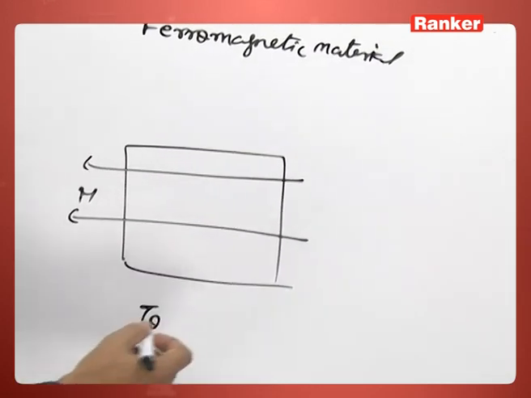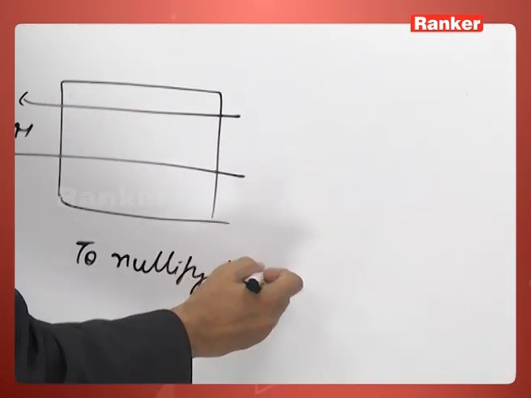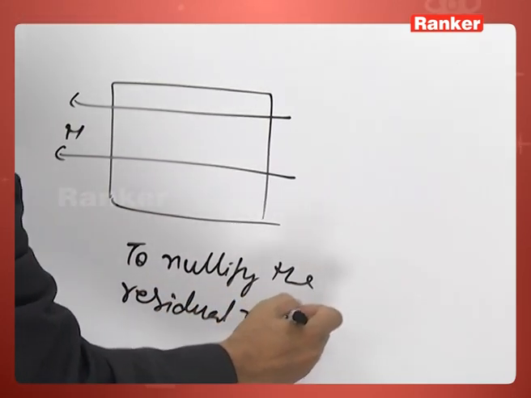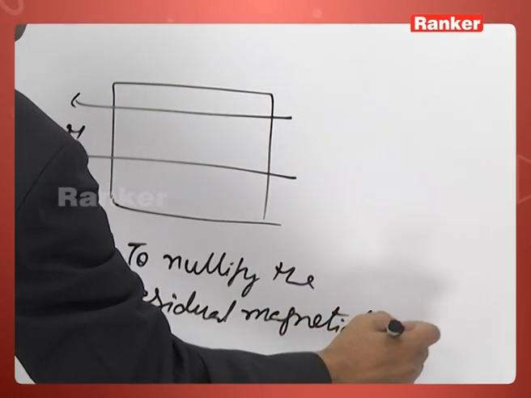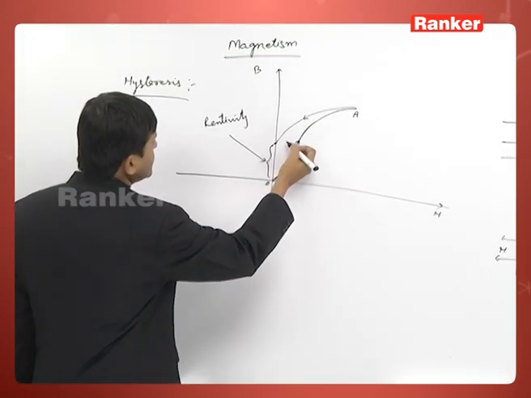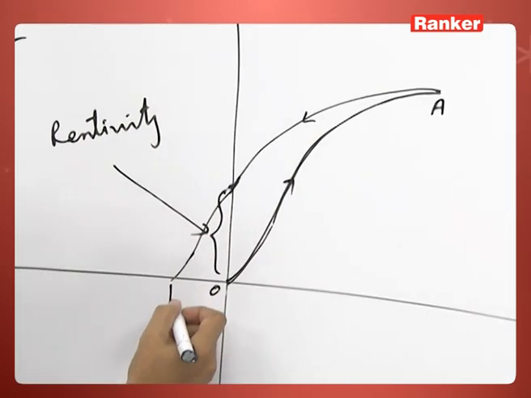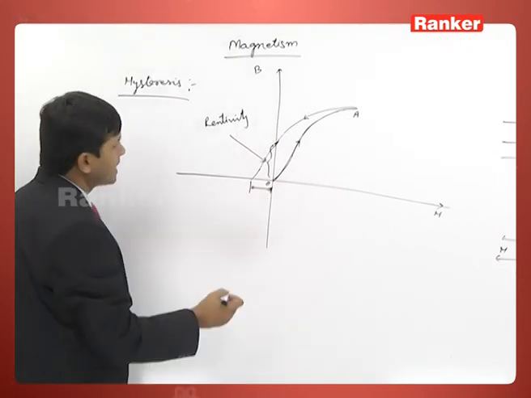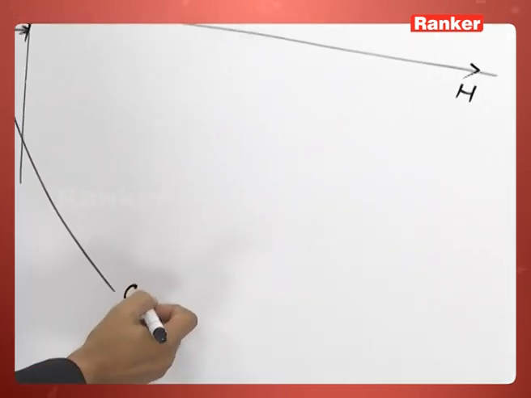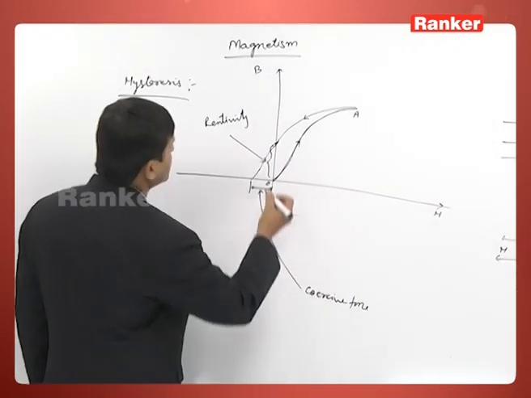To nullify the residual magnetic field, H will act in this direction, so the curve will go like that. So this is the value of H required, and that is called coercivity or coercive force. Coercive force, and this phenomenon is called coercivity.